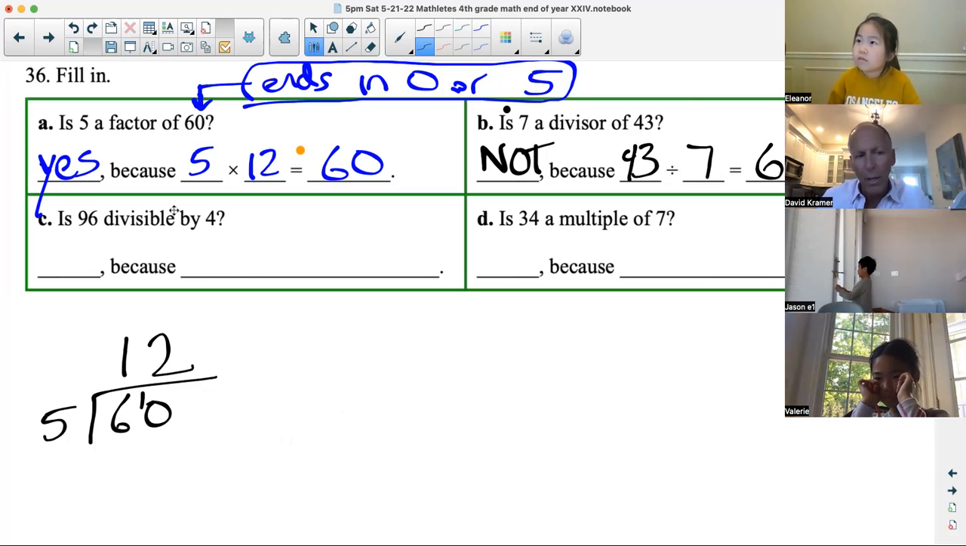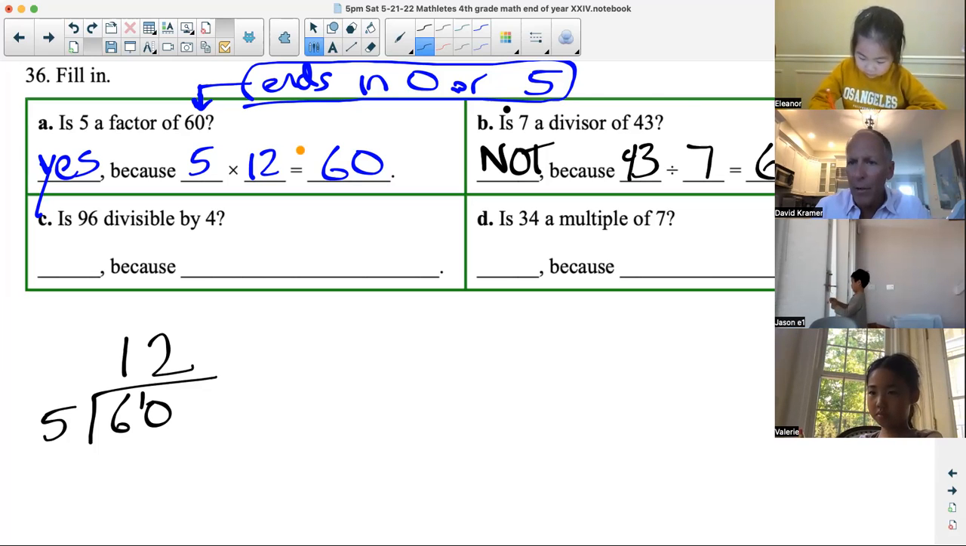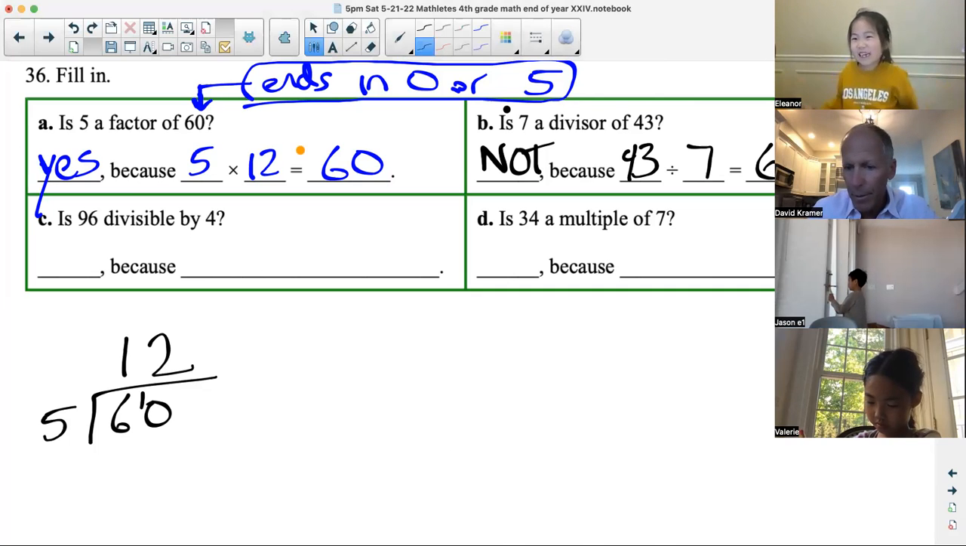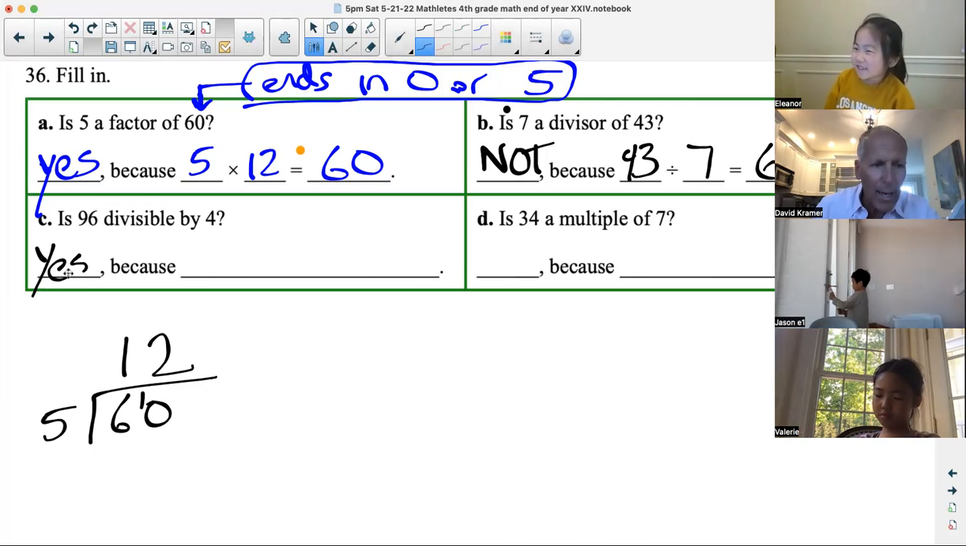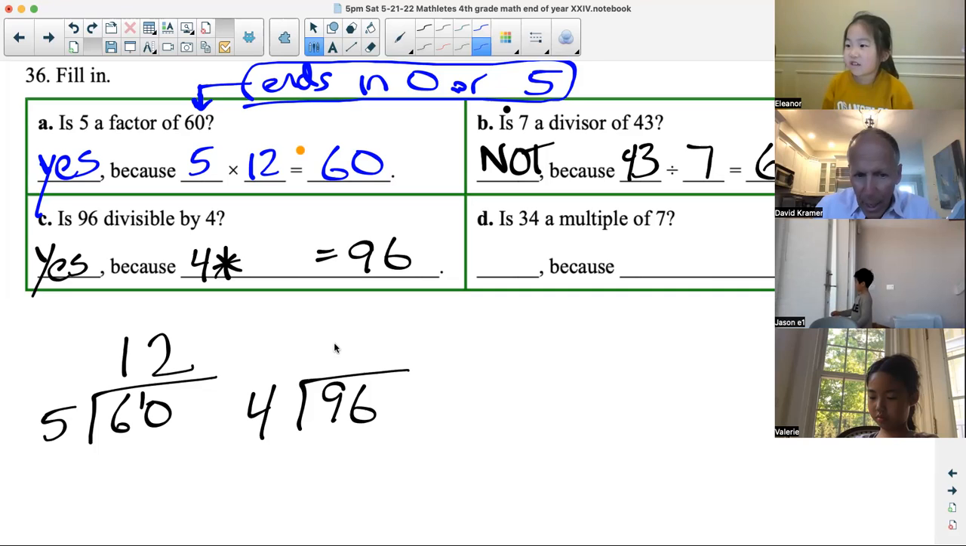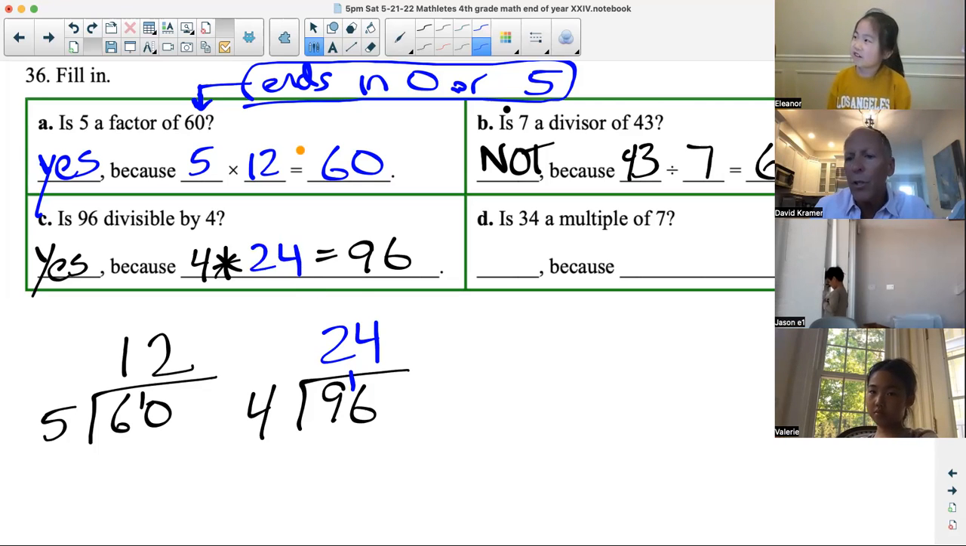All right, now, Eleanor, is 96 divisible by 4? Everybody do this problem. All right. Eleanor, go for it. Yes. And why is 96 divisible by 4? Come on, 4 times what equals 96? 24. 4 goes into 9 twice, remainder 1. 4 goes into 16, 4 times. 24. Beautiful job.